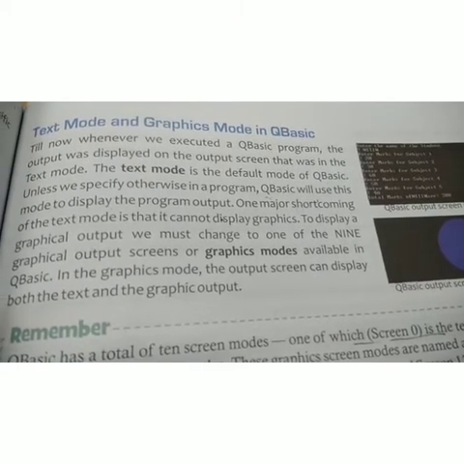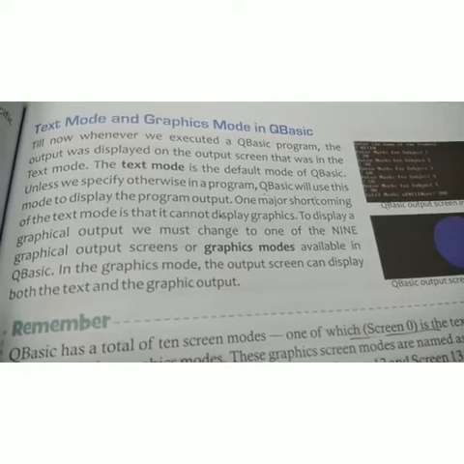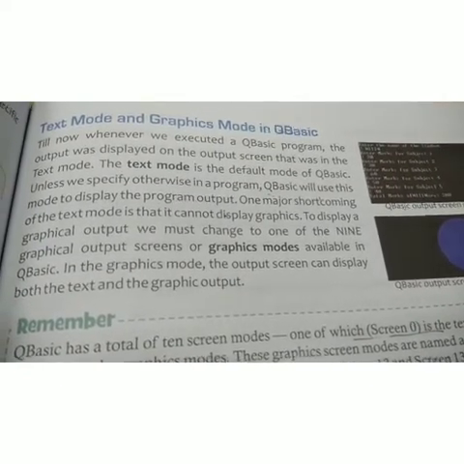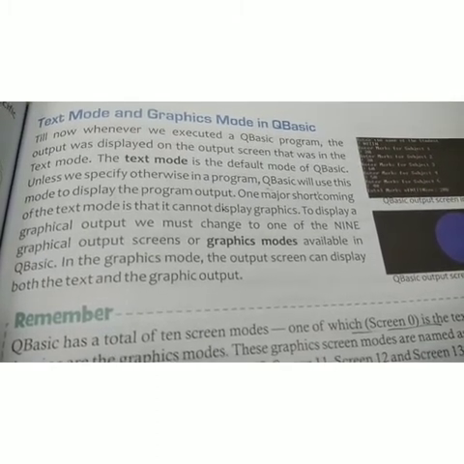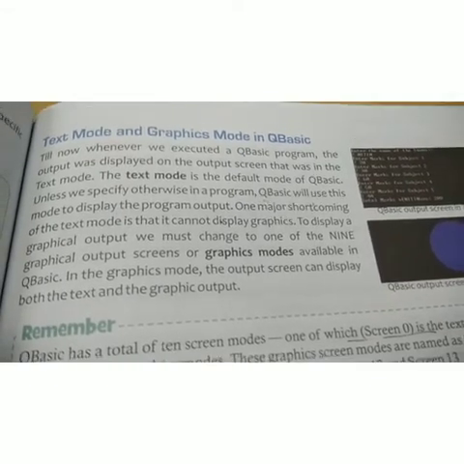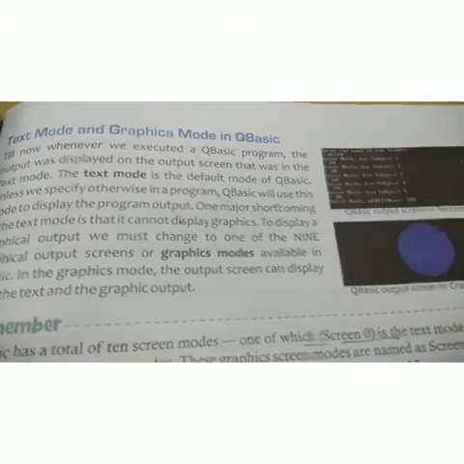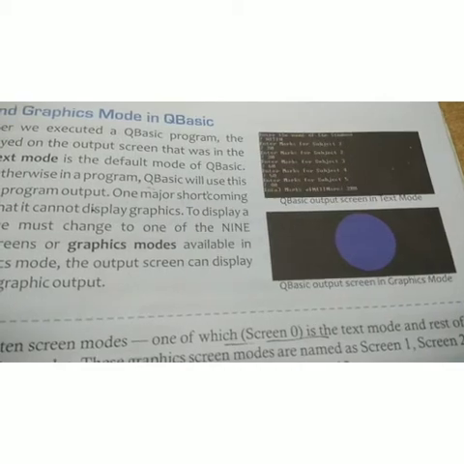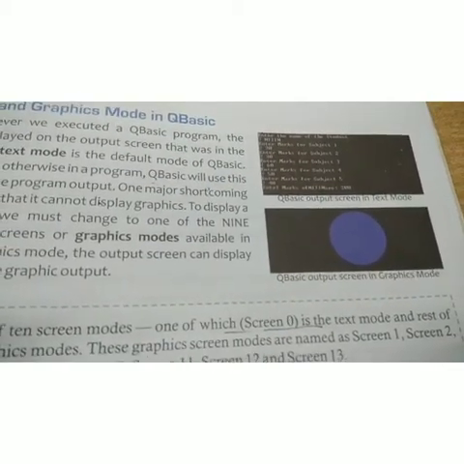One major shortcoming of the text mode is that it cannot display graphics. To display a graphical output, we must change to one of the 9 graphics modes available in QBasic. In the graphics mode, the output screen can display both text and graphics output. Now see the QBasic output screen in text mode, and below you can see the QBasic output screen in graphics mode.